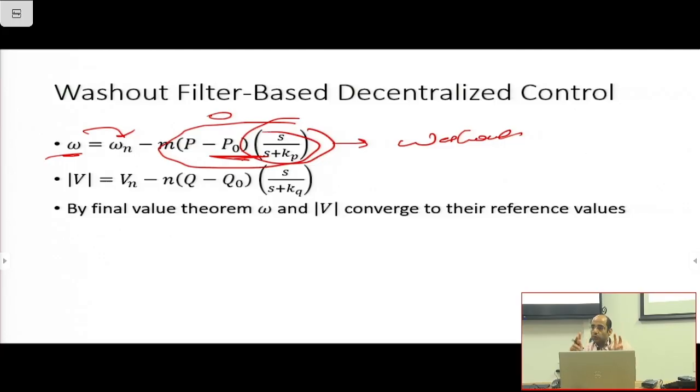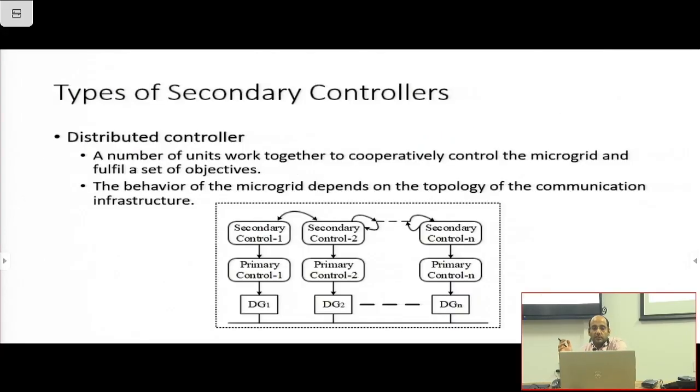So we have discussed two types of control approach. One is completely communication based; performance wise it will be good, but the failure can be with the communication. Second, no communication, so there is no chance of communication failure, but performance wise it can be affected. So a compromise of the two, the third one, is called the distributed control.